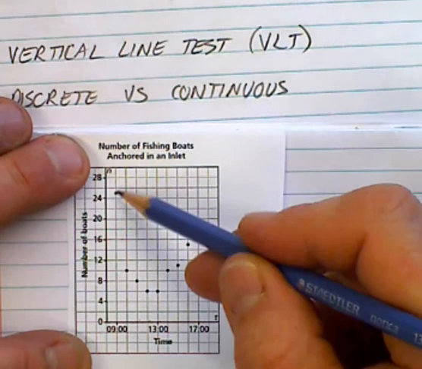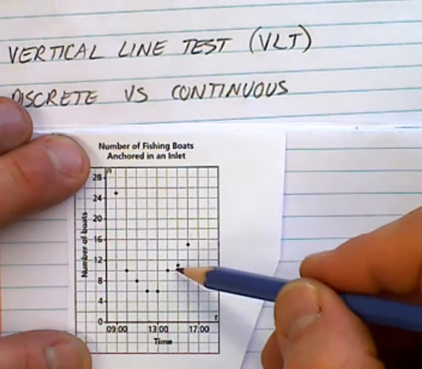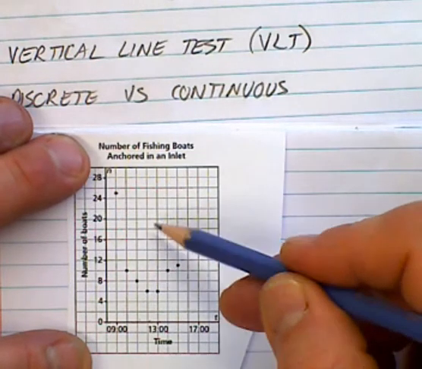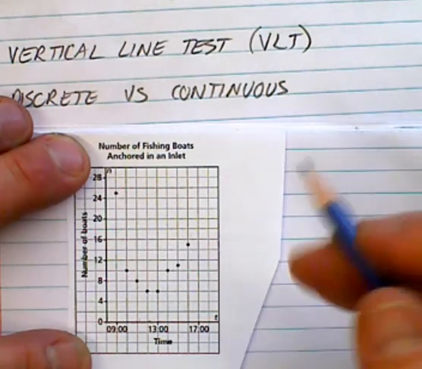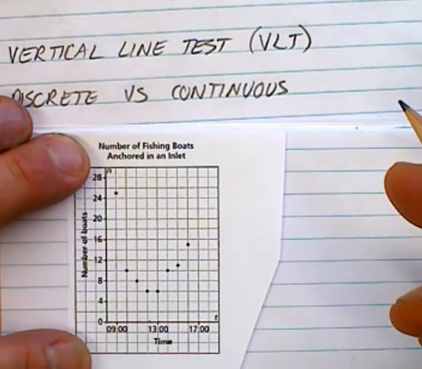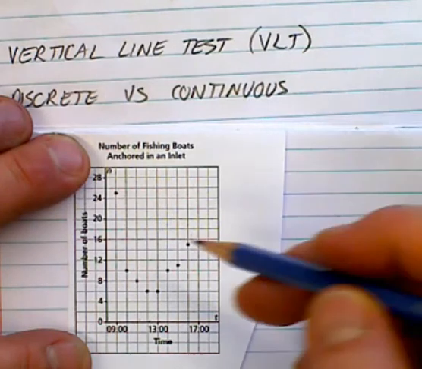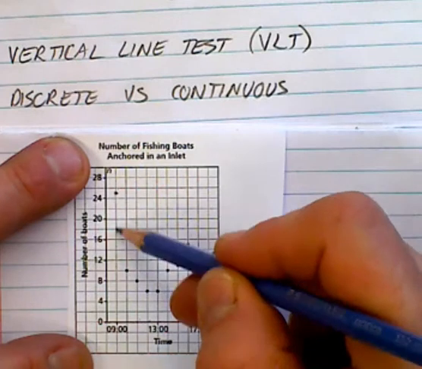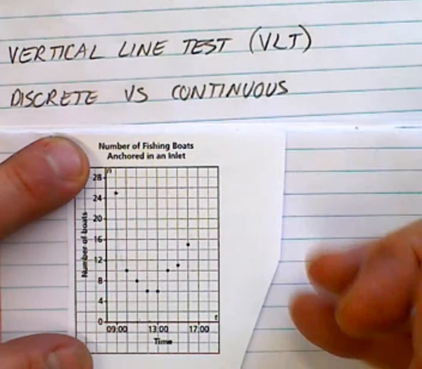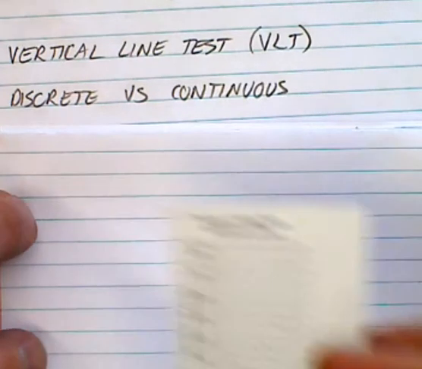So you can see that these are all pieces of data. This is indeed a function because there are no two values at any given time. There's only one number that identifies the number of boats at a specific time. So this is indeed a function. And these are discrete values, so we don't connect them. We just don't connect them, and we leave them as points.